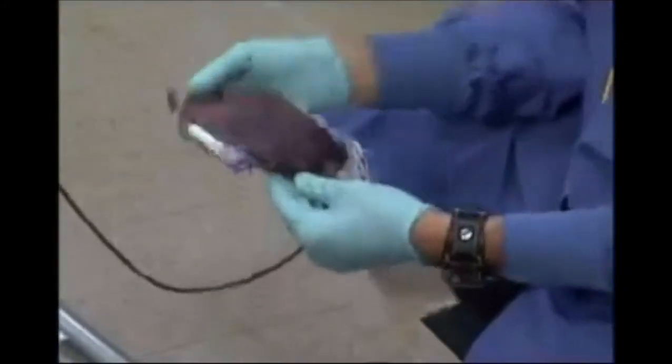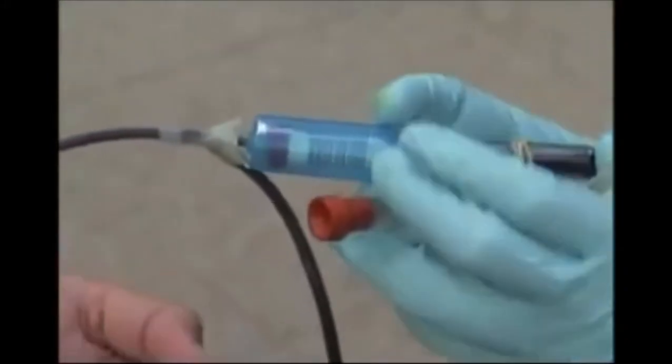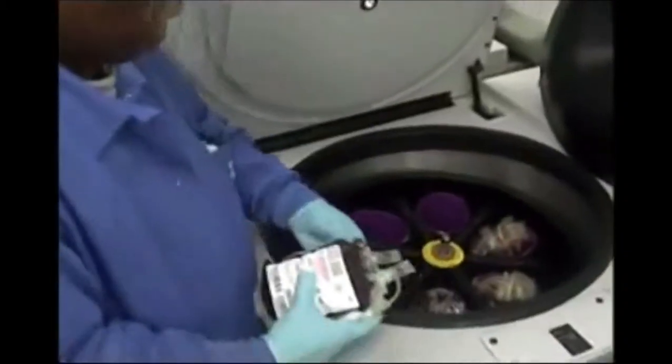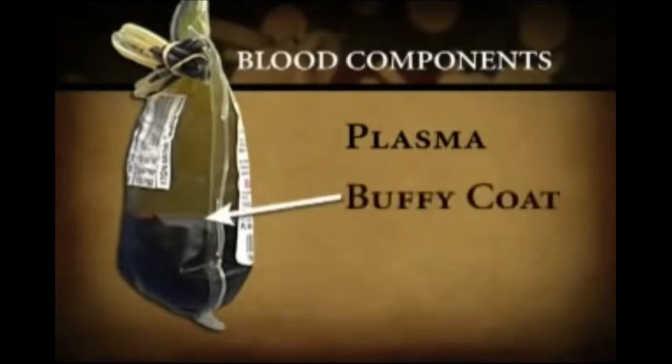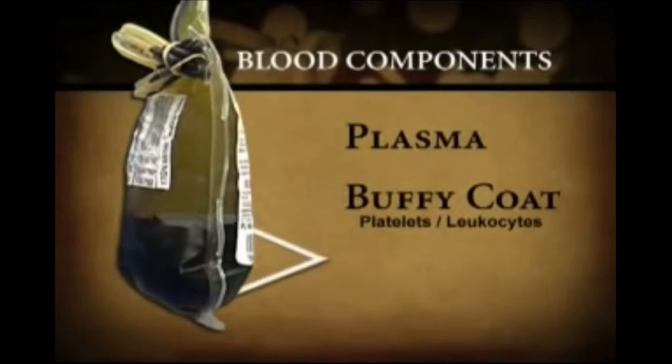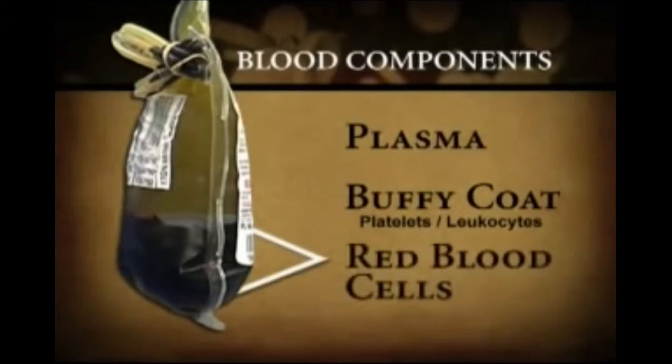Blood is considered a fluid connective tissue that functions to distribute substances critical to life to cells throughout the body. If we take a unit of blood and spin it in a centrifuge, it will separate into its basic components. At the top is a fluid called plasma that represents about 55% of our total blood volume. Next is a thin whitish layer called the buffy coat. This layer contains platelets and leukocytes, which account for less than 1% of our blood volume. The remaining nearly 45% consists of red blood cells called erythrocytes.